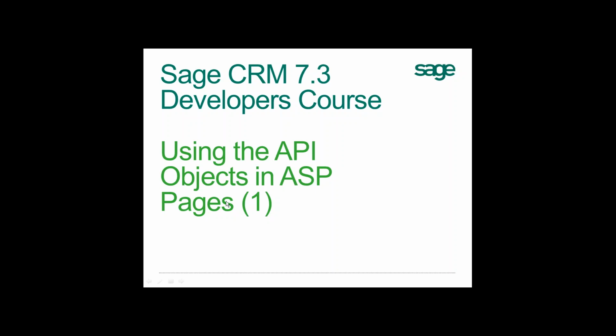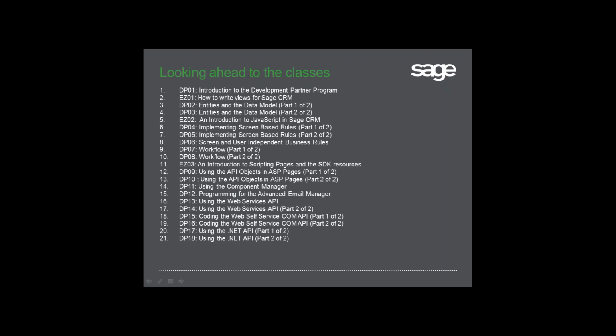Hello and welcome to everyone on this, the first of two lessons that are going to be dealing with the usage of the API objects in ASP pages. So we're looking at the way in which we can extend the interface of Sage CRM.